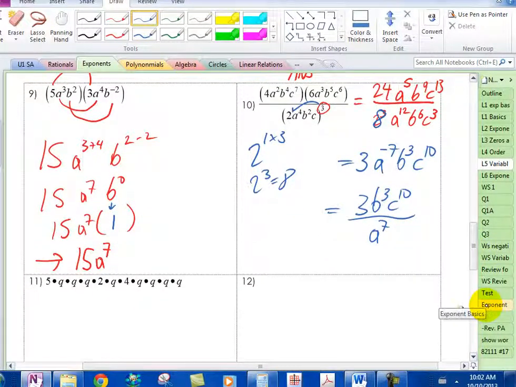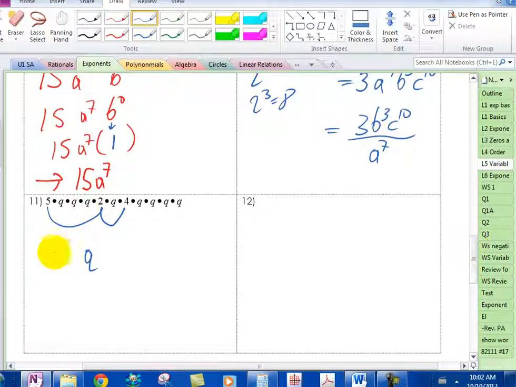Okay? Okay, number 11. Multiply your numbers and then simplify your Q exponent. Go. No. What's 5 times 2? 5 times 2. Where'd you get your 3 from? So it should be 40 Q exponent 8.